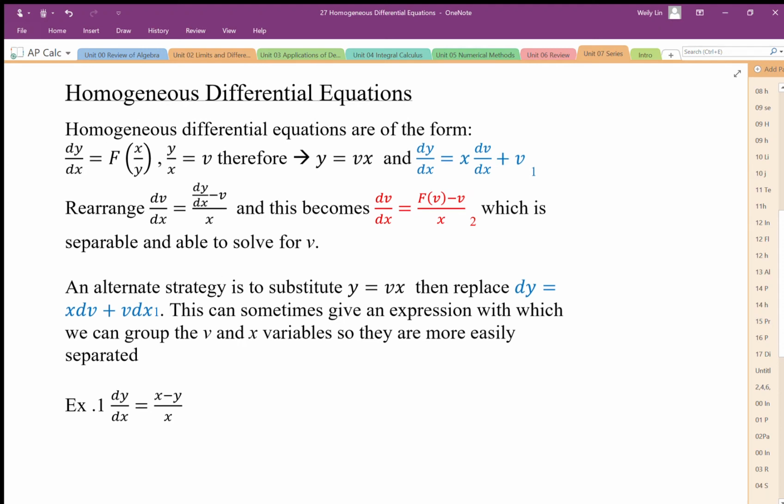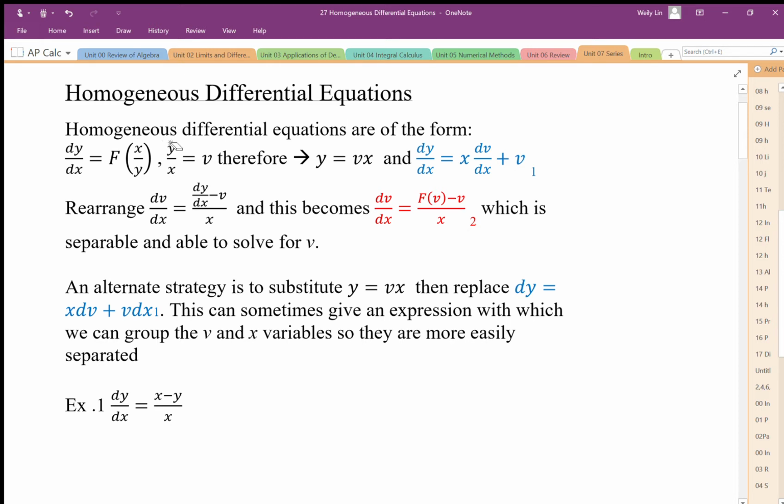So these are homogeneous differential equations. To be able to separate these types of equations, we need to do some manipulation of these equations. Typically they're of the form f of y over x. They're hard to separate out. Okay, and so what we can do is rearrange this equation by using this little trick.